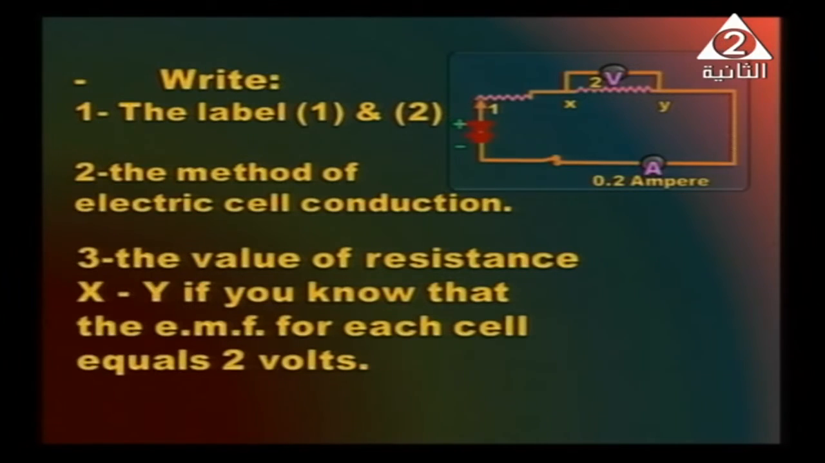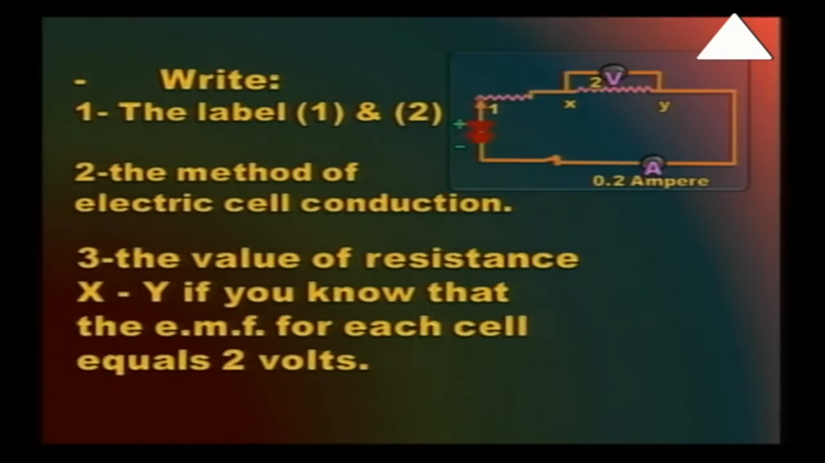This is an electric circuit. Firstly, write the labels number 1 and 2. Number 2, what are the methods of electric cell connection? Number 3, find the value of resistance XY if you know that the electromotive force for each cell equals a given number of volts.